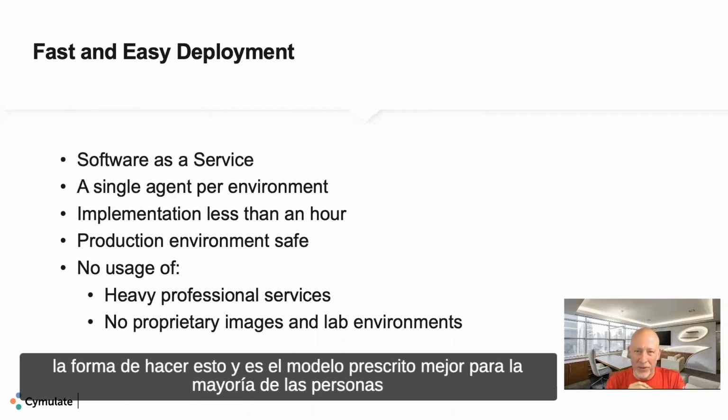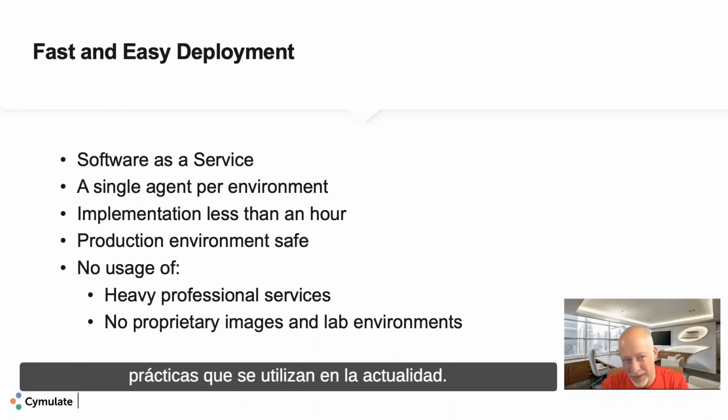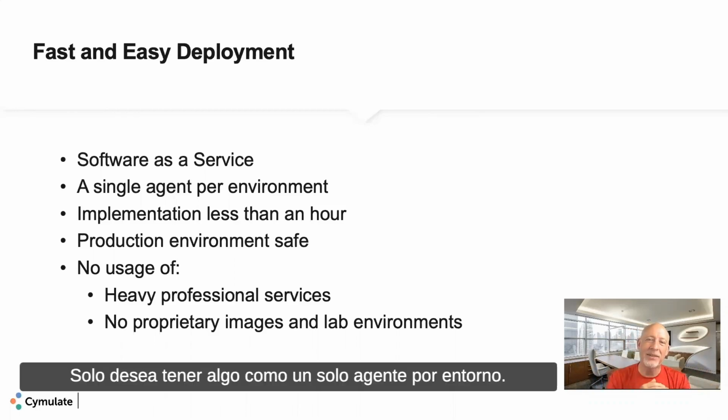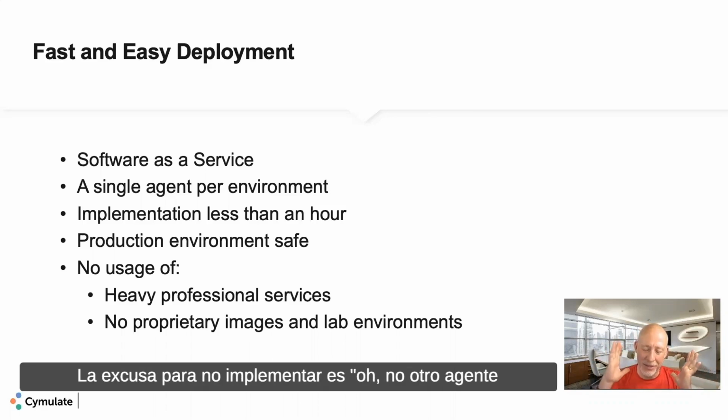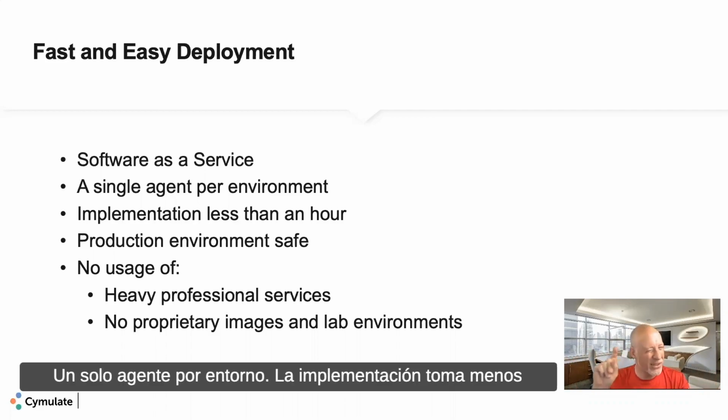Software as a service is the way to do this. This is the prescribed model that most people, best practices, use today. You want to only have something like a single agent per environment. You don't want to be agent intensive. You don't want the excuse for not implementing to be, oh, not another agent across the entire environment. So it's a single agent per environment.